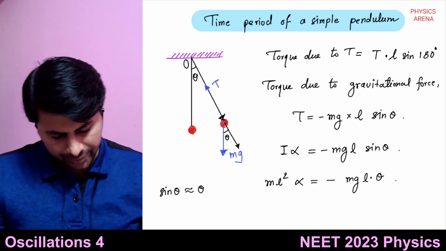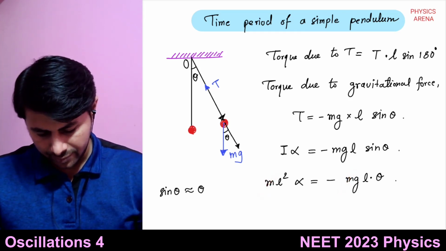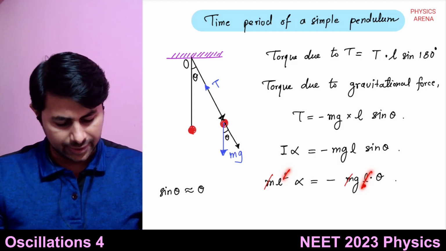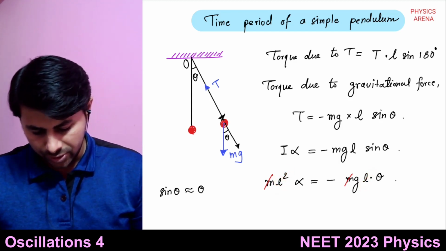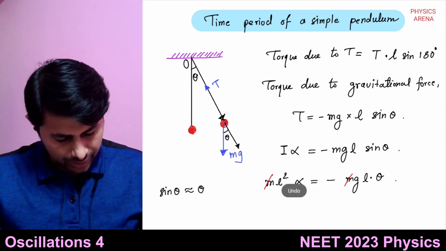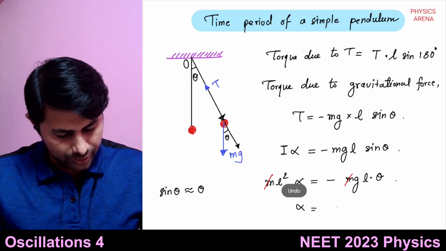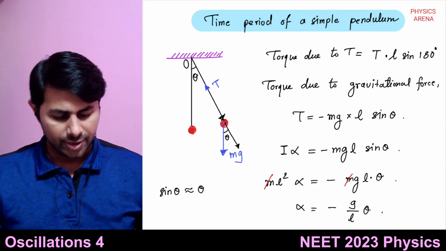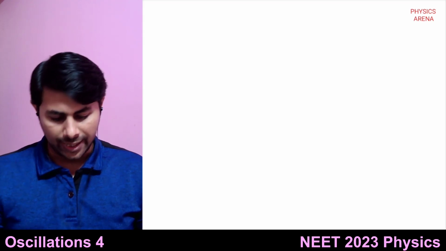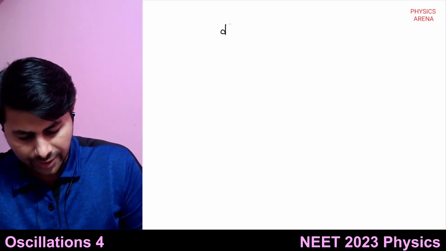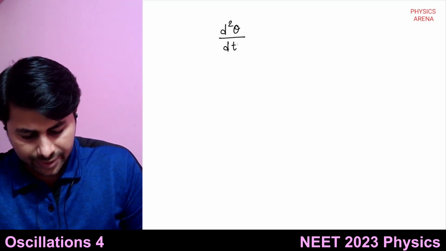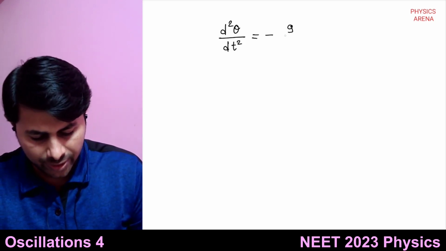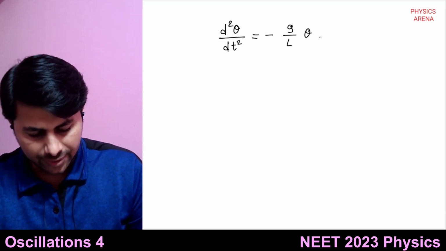And then you can cancel out this m and m. So m gets cancelled out. Then L square, this L gets cancelled out. You can take that L on the other side. So you get alpha equal to minus of g upon L multiplied by theta. And what is alpha? Alpha is angular acceleration, which can be written as d2 theta by dt square. So d2 theta by dt square equals minus of g upon L multiplied by theta.